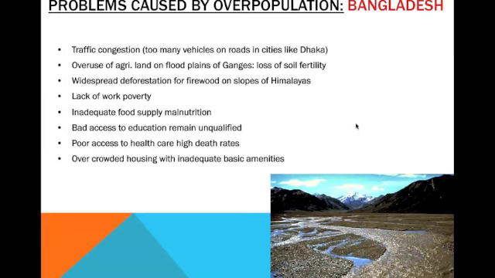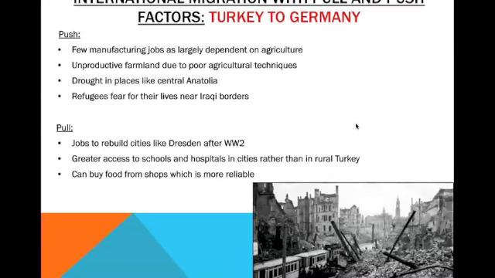So, yeah. Now let's look at international migration with pull and push factors. Turkey to Germany, that's international migration. Well, some push factors would be that in Turkey there are few manufacturing jobs because it's largely dependent on agriculture. So Turkey as a whole does a lot of farming, agriculture, and it does not do a lot of manufacturing, so therefore there are not many manufacturing jobs available.